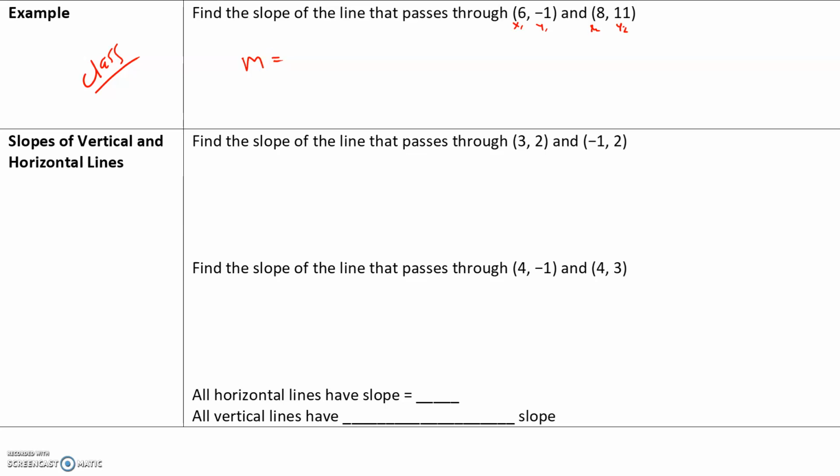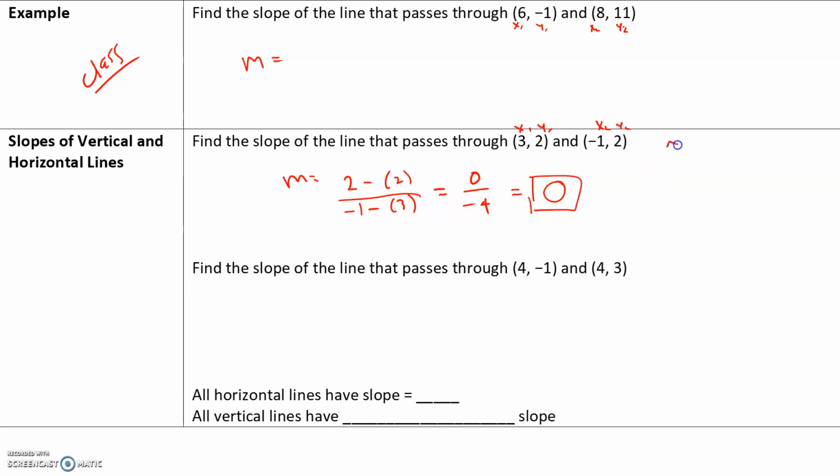Let's talk about the slopes of vertical and horizontal lines. So let's find the slope of the line that passes through 3, 2 and -1, 2. So this is your x1, y1, x2, y2. By the formula, we have y2 minus y1, so 2 minus 2, divided by x2 minus x1, which is -1 minus 3. So 2 minus 2 is 0, and -1 minus 3 is -4. 0 divided by anything is always going to be 0. There's an exception if you divide by 0 as well, but we'll talk about that later. So 0 divided by -4 is going to be 0. So this has a slope of 0.